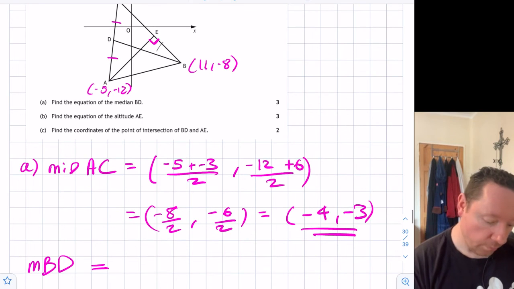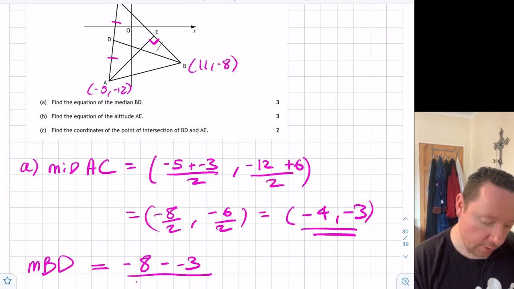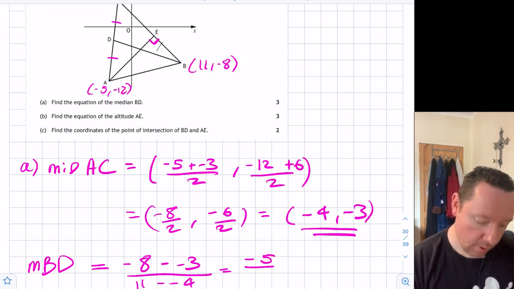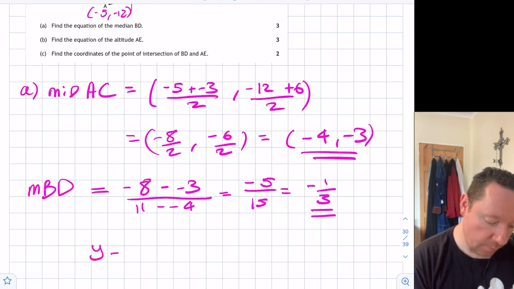So we've got y2 minus y1. So let's just start with 8 minus -3 all over 11 minus -4. -8 add 3 is -5. 11 add 4 is 15. Simplify our fraction to get -1/3.